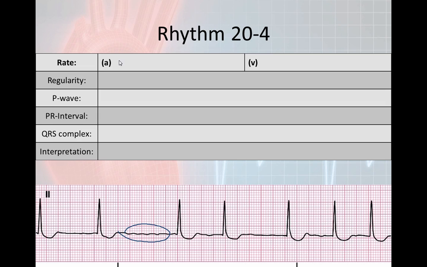So the atrial rate is indeterminate. Ventricular rate, we'll start out with our widest R to R. That looks like it right there. So 300, 150, 100, 75, 60, 50. So we'll say 46.